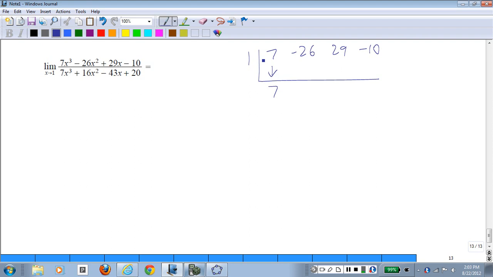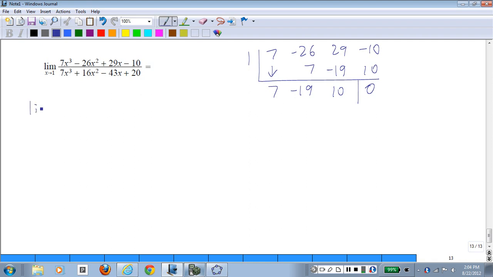So 1 times 7 is 7, and we add to get negative 19. 1 times negative 19 is negative 19. We add to get 10. 1 times 10 is 10, and we add to get what better be 0. If it's not 0, something has gone terribly wrong. So we can now factor the numerator.